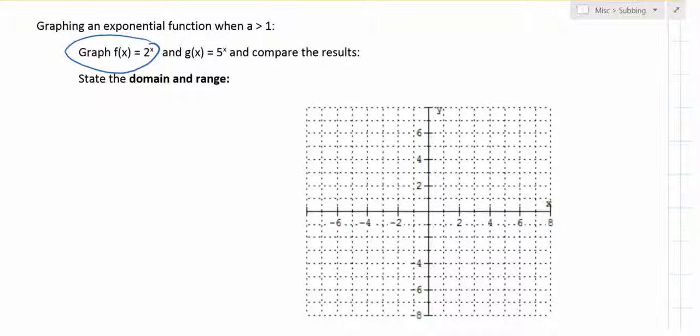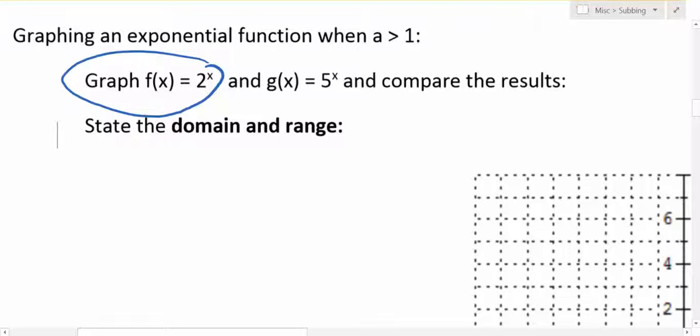Is it really helpful to have a couple points? Yeah, if you have no idea where to start. What are some easy numbers to plug into just about any function? What's one number that would be really nice to plug into this one? 0. Yeah, so what is f of 0 in this case? It's 2 to the, close. 2 to the 0 is 1. 2 to the 0 power is 1 by definition.